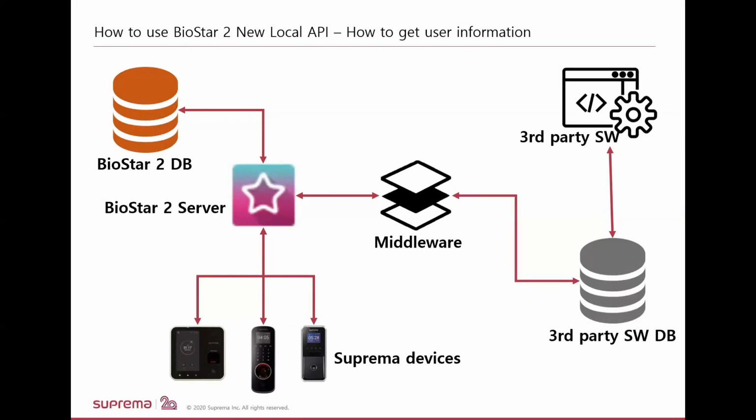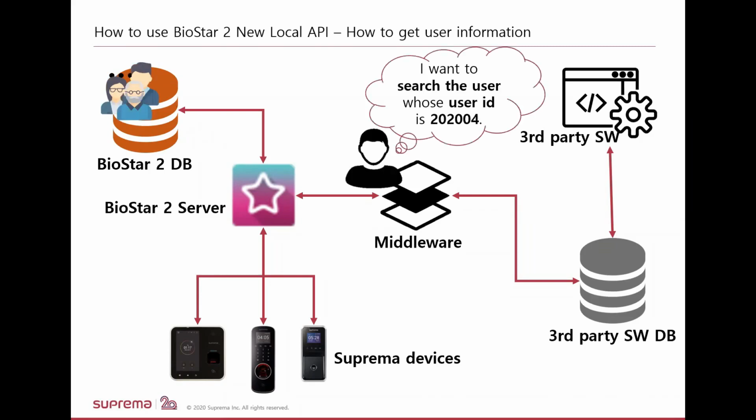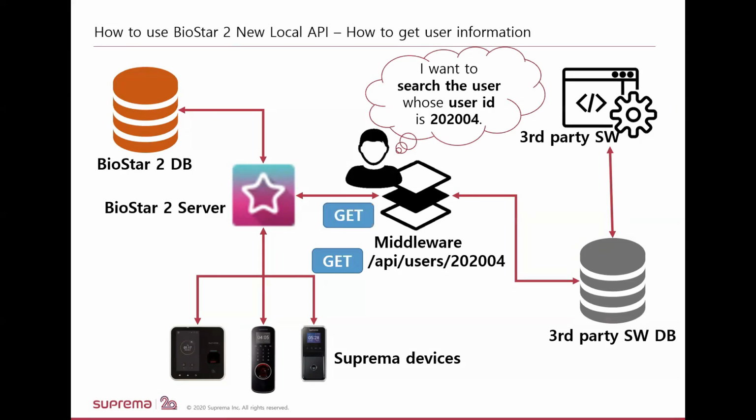Here are some examples of API uses. Let's say the administrator who manages the solution integrated with third-party software wants to search the user to add the user with 202004 user ID to the software integrated with BioStar 2. Then, you can use the API get/API/user/202004 to search the user successfully in BioStar 2, and you are able to add it to the third-party software's DB.